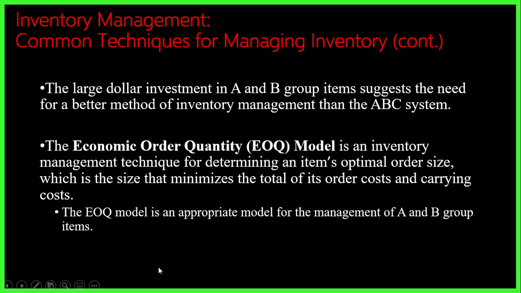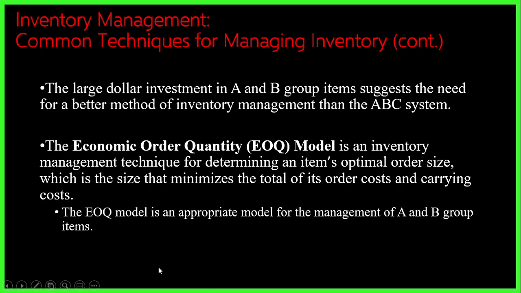Okay po. The large dollar investment in A and B group items suggest the need for a better method of inventory management than the ABC system. This one is part of your assignment, Economic order quantity. Please read on this because we have a separate discussion on EOQ. But I'm going to introduce this in this presentation. EOQ, or Economic Order Quantity Model, is an inventory management technique for determining an item's optimal order size.